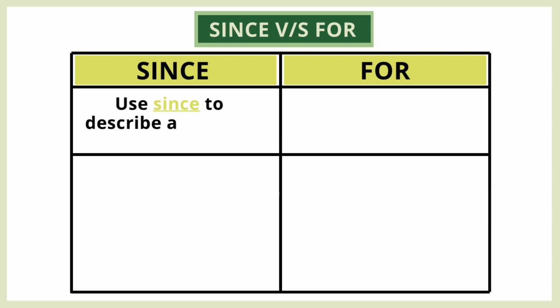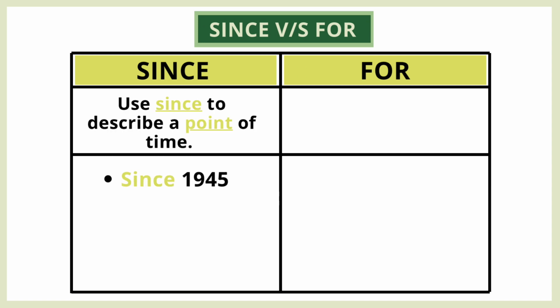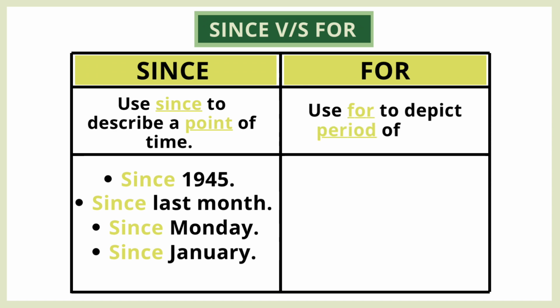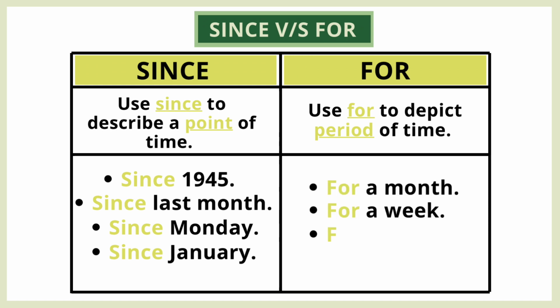Use since to describe a point of time. For instance, since 1945, since last month, since Monday, since January. Use for to depict a period of time. For instance, for a month, for a week, for a year, and so on.